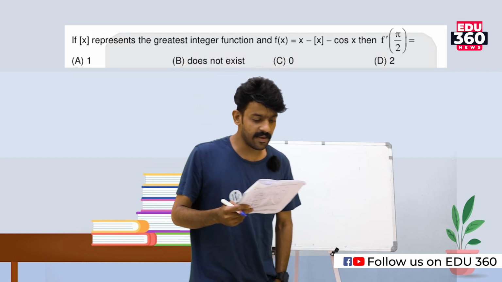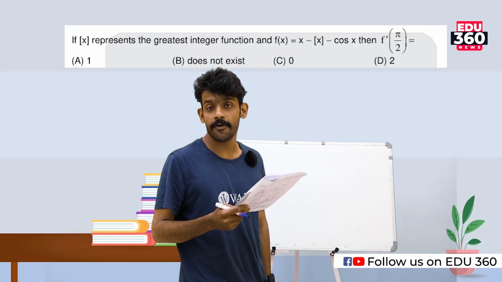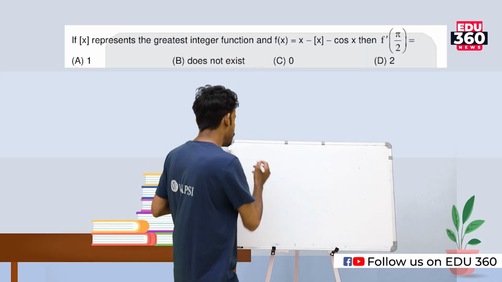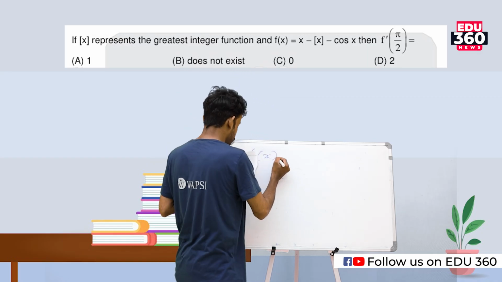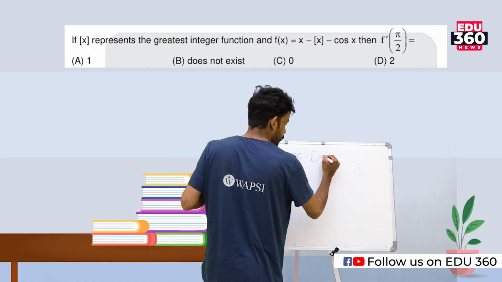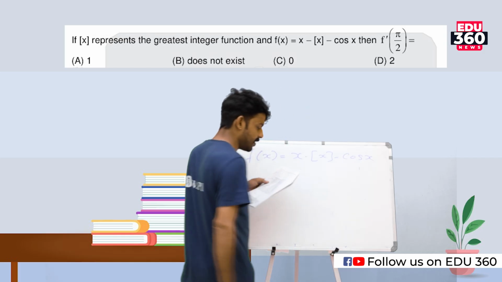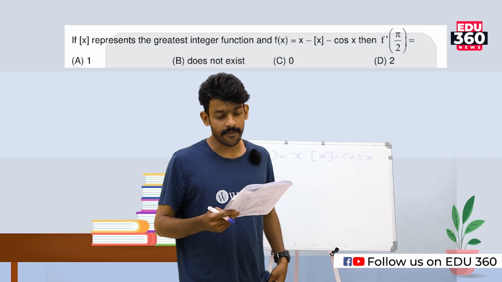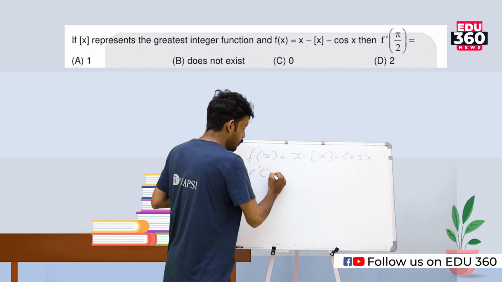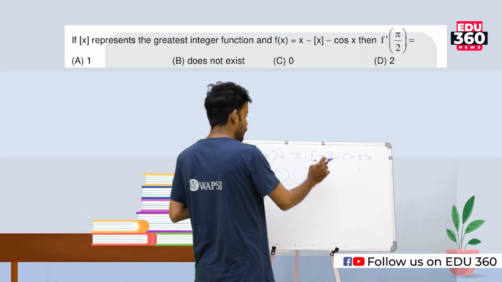So the third question is: given that x represents the greatest integer function and f of x is given as x minus cos x, we need to find f dash of pi by 2. Let me write it on the board. F dash means we need to find the first derivative of this f of x.